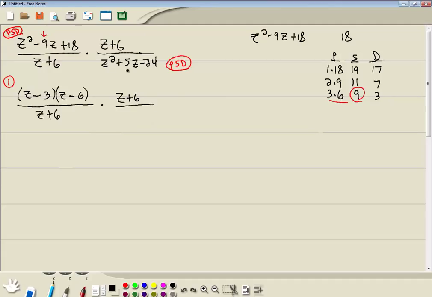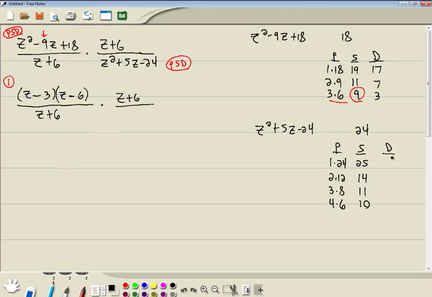Okay, now let's look at this next one. We got z squared plus 5z minus 24. Again, we take the number at the end, ignoring signs, so we're with 24. And we come up with our 3 columns. The P column, write down all products that give us 24. We got 1 times 24, 2 times 12, 3 times 8, 4 times 6. Add them. 1 plus 24 is 25. 2 plus 12 is 14. 3 plus 8 is 11. 4 plus 6 is 10.